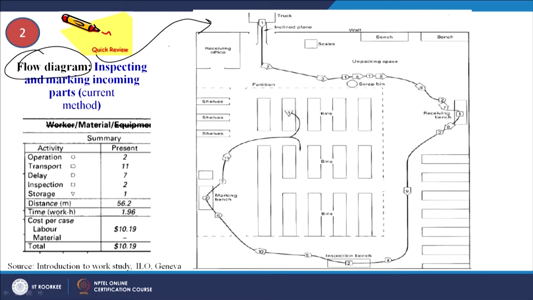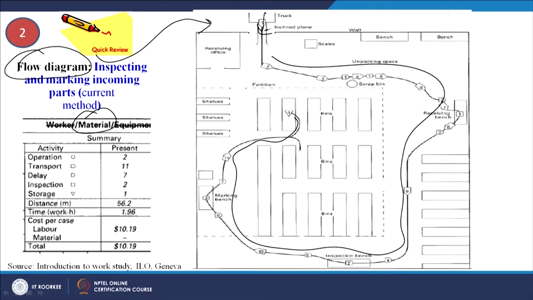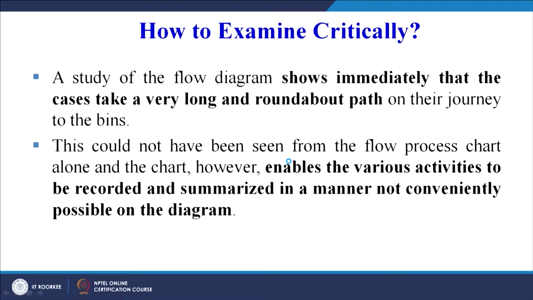Now this is the second diagram which we have already seen. This is the flow diagram, and here we can see this is a material type. A material is coming here and then it is moving all the way around and then it is being stacked here. Now the question can be, why such a long movement, or such a large distance the material has to cover? A study of the flow diagram shows immediately that the cases take a very long and roundabout path on their journey to the bins.